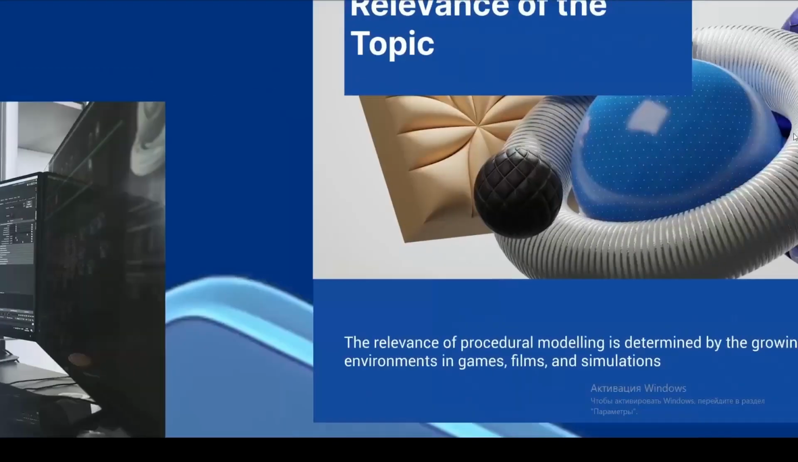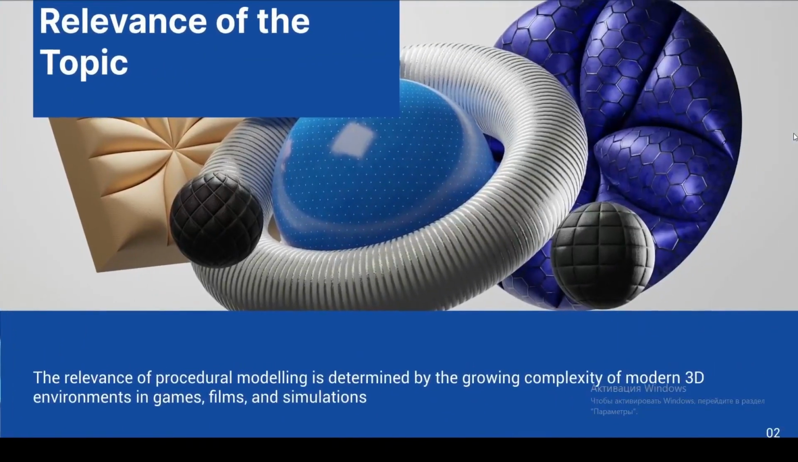The relevance of procedural modeling is linked to the rapid growth of industries such as game development, film production, and simulation technologies. These fields require large-scale environments that contain a high level of detail and variation. Manual modeling cannot efficiently handle such demands, as it requires significant time and constant human involvement. Procedural modeling improves this process by enabling automated generation of complex scenes, while also allowing quick adjustment through parameter changes.